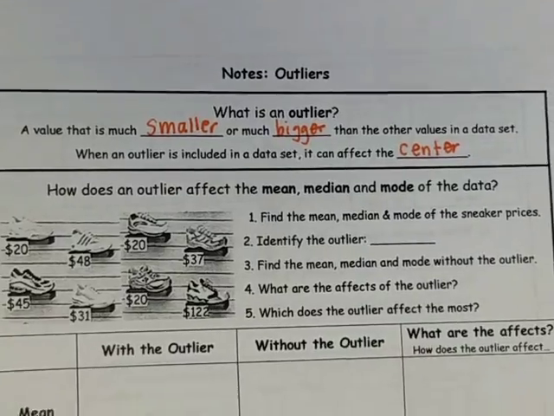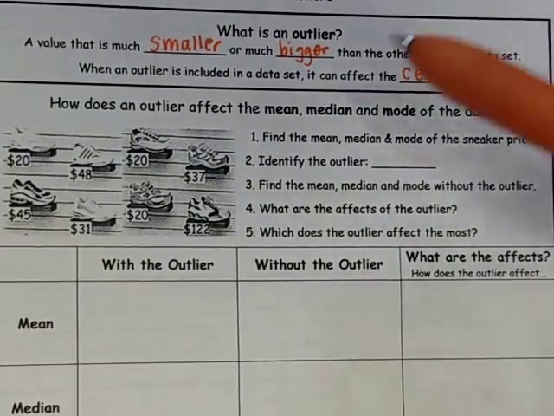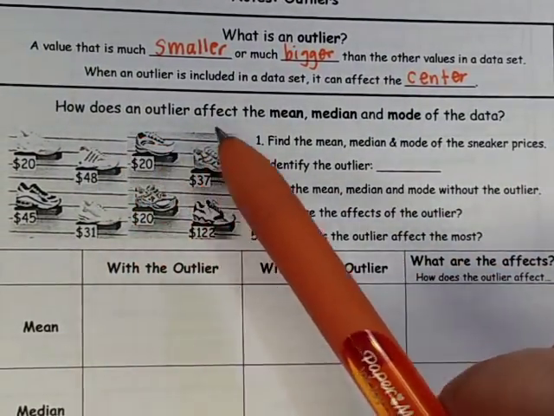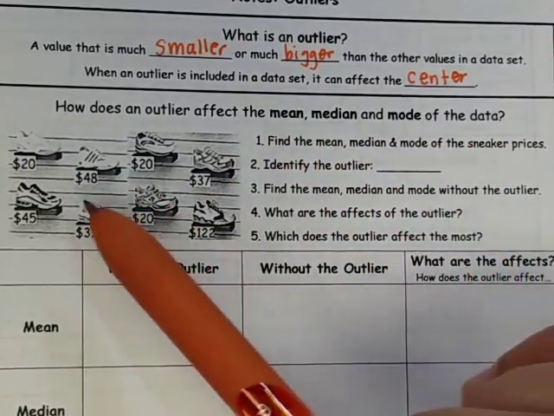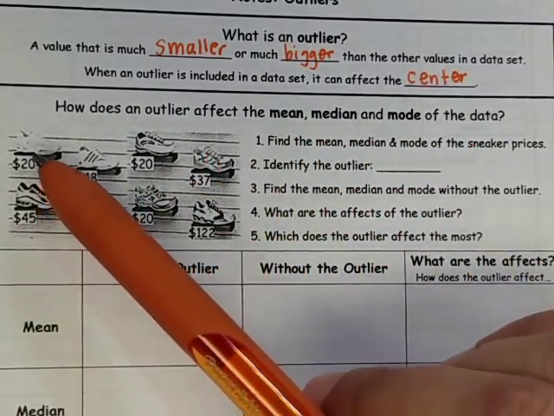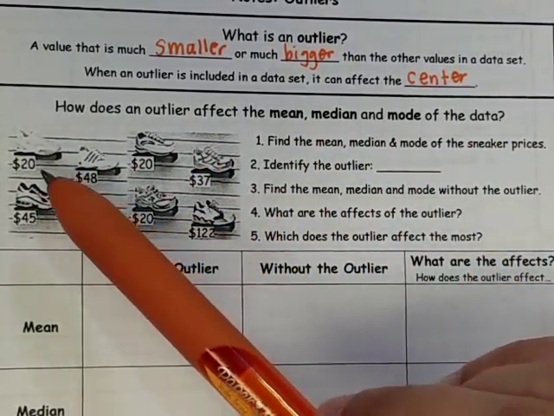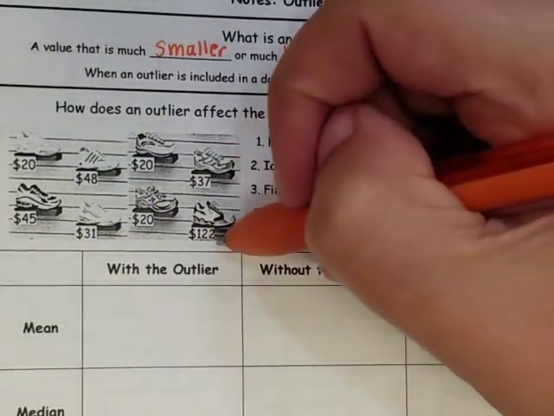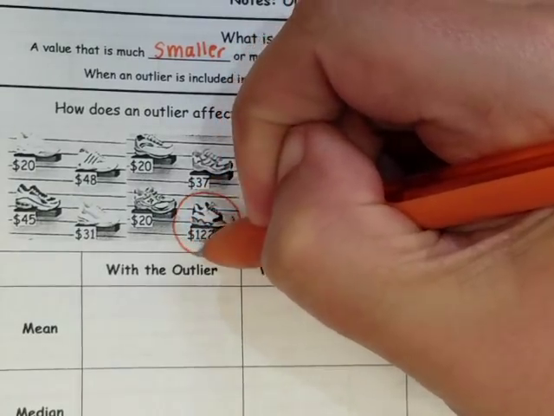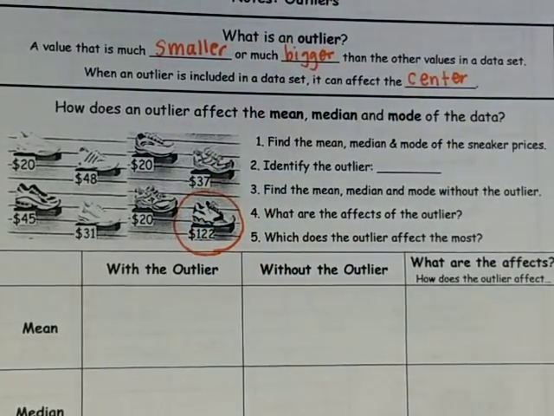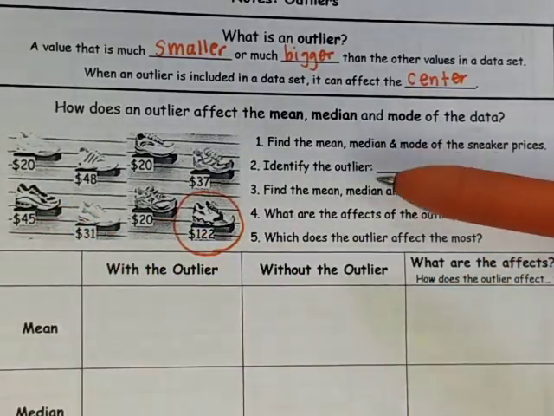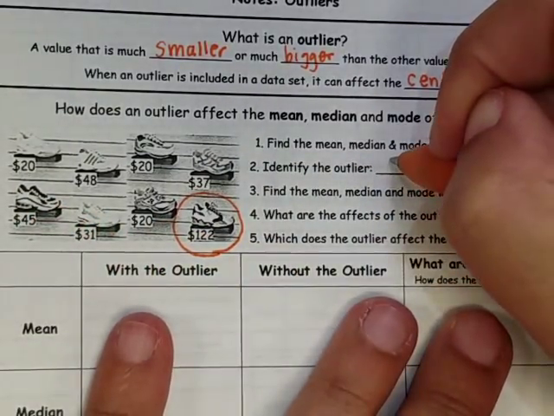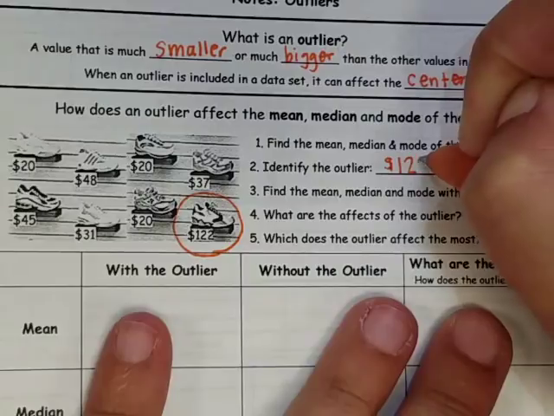All right, so we're going to look at this scenario down here. How does an outlier affect the mean, median, mode, and range of the data? We've got 8 pairs of tennis shoes, all ranging in prices. If you notice, there's one tennis shoe that is standing out from the rest of them, and that's this one right here at $122. This one is going to be an outlier because it's not fitting in with the rest of the data. So the outlier is the $122 shoe.